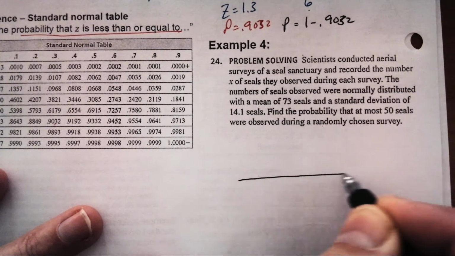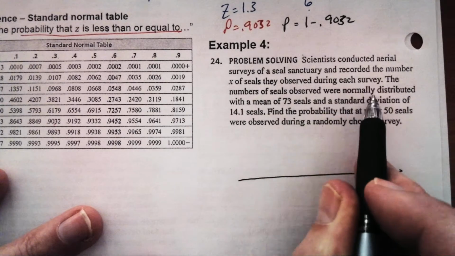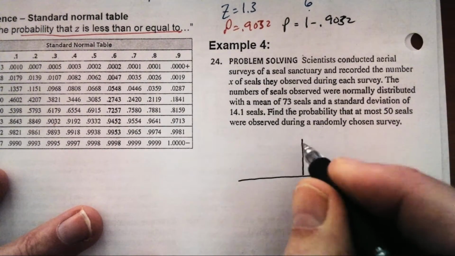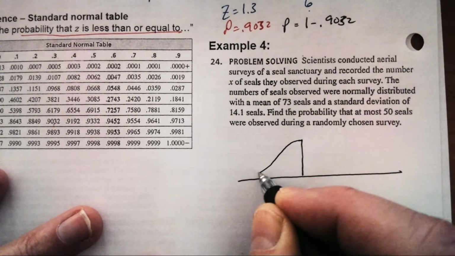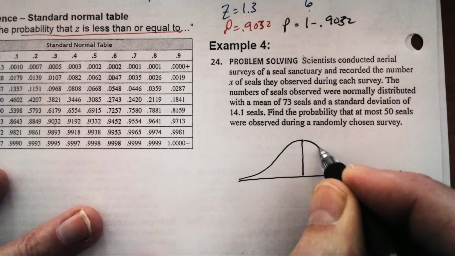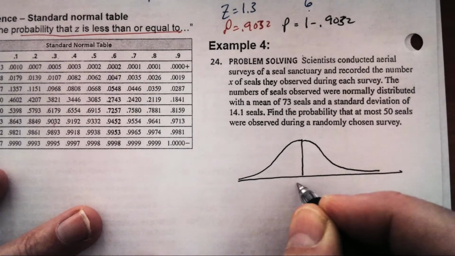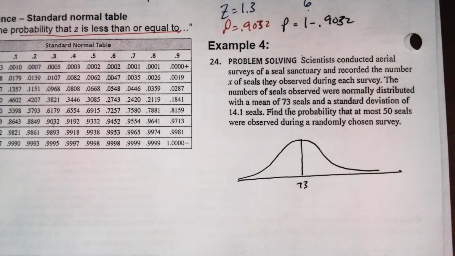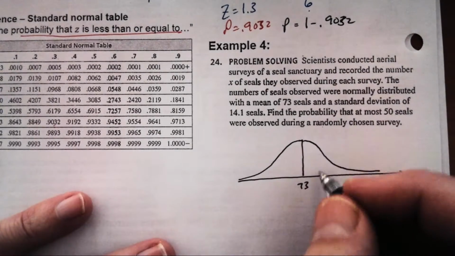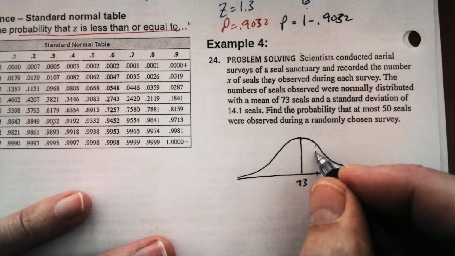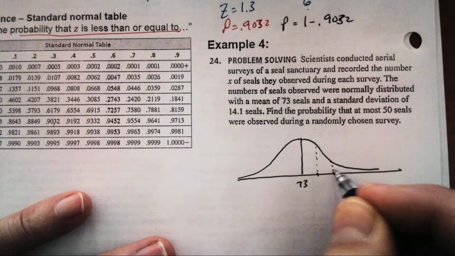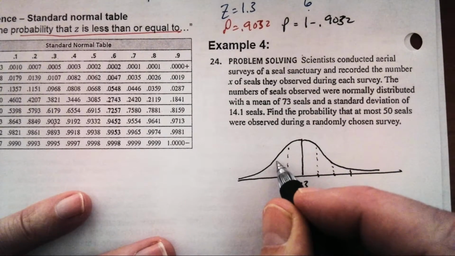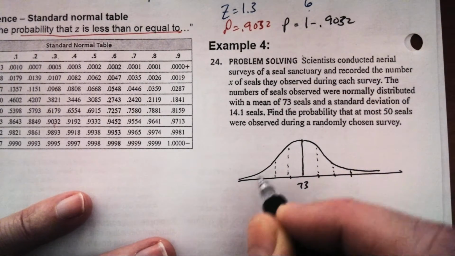So here we go. The number of seals observed were normally distributed with a mean of 73 and a standard deviation of 14.1. So I'd go over 14.1, over 14.1, over 14.1, left 14.1. Let's go 3 standard deviations, as we've been apt to do.